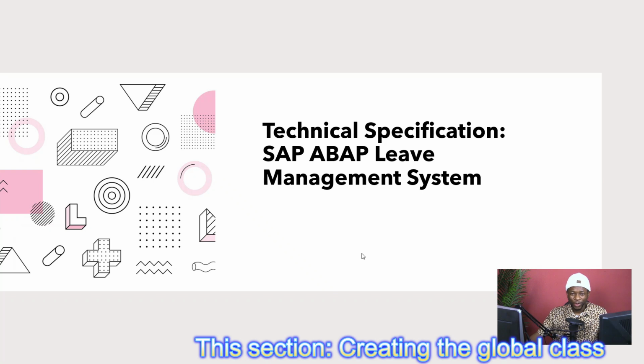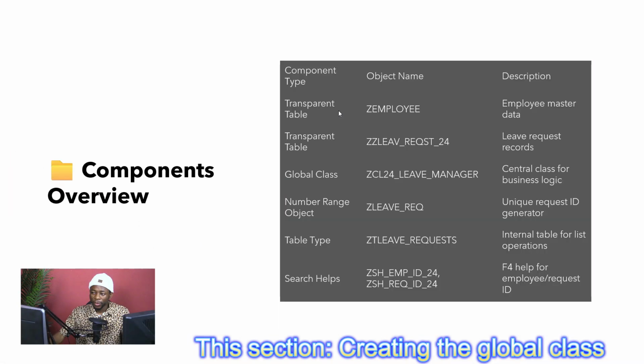Okay, so welcome to the continuation of the SAP ABAP leave management system that we are building. So far, we have built some objects and we have created 2 tables already. The first one is the employee table, which is the employee master data, and then the second one is the request table, which is the leave request record. So in this video, we are going to be creating the global class, which is going to be the central class for business logic.